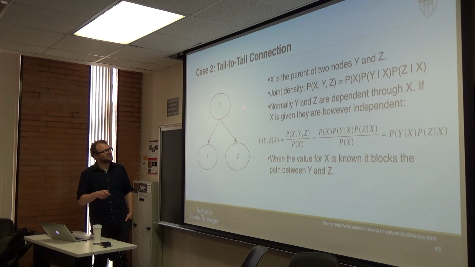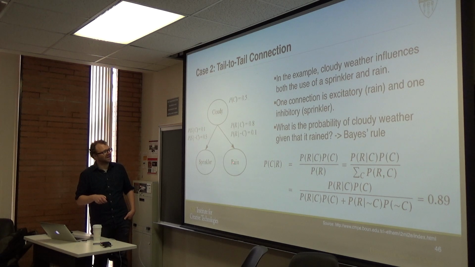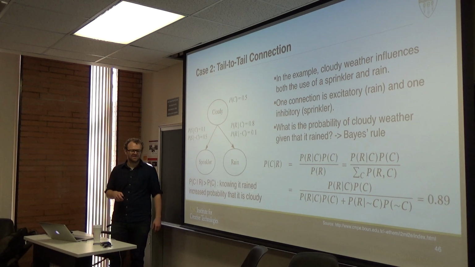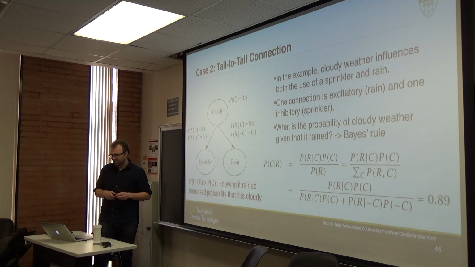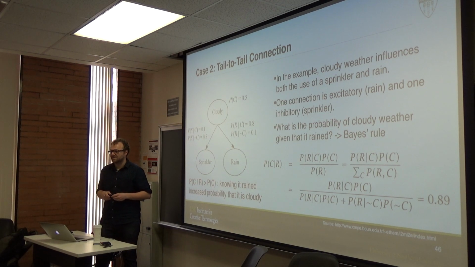Okay, then we talked about this tail-to-tail connection. In this case, the joint density is computed through these 3 terms here. Our example again with the sprinklers and rain and cloudy, and again through these 5 variables we can compute the entire joint distribution. And I think the main idea is to play around and try out a couple of things with these graphs and try to compute some probabilities yourself at home.